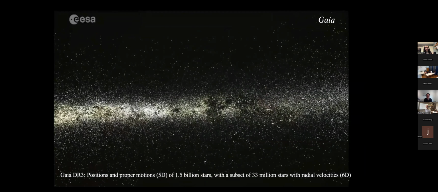And indeed, it has delivered up to Gaia DR3. So we've got positions and proper motions, so basically 5D kinematics of about 1.5 billion stars, a subset of which, 33 million stars, will already have radial velocities or line of sight velocities, so 6D kinematics. Gaia DR4 is going to be coming in the second half of next year, in 2026, and is going to bring that 33 million number up by, I think, at least another factor of 3 to 4.